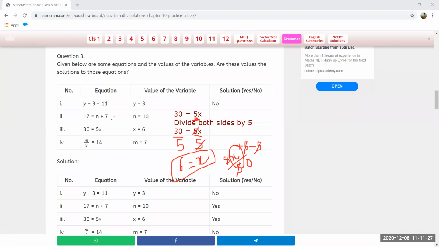x is equal to 6. And the given answer is what? x is equal to 6. That means what? Is the solution yes or no? Solution is yes. This answer is correct.